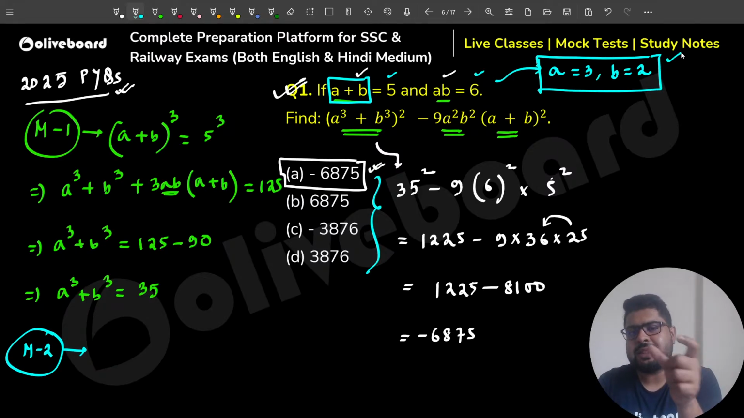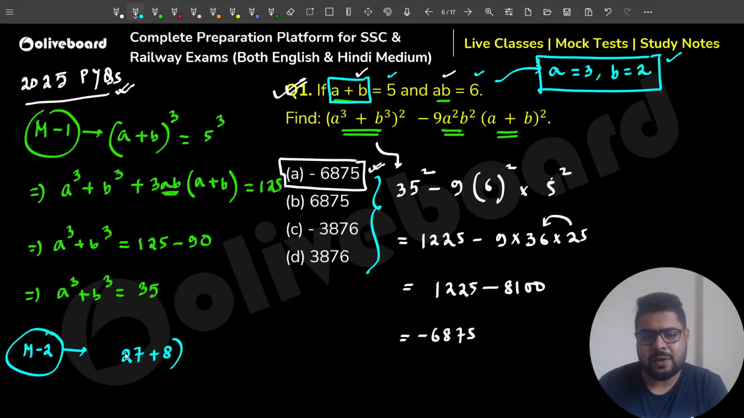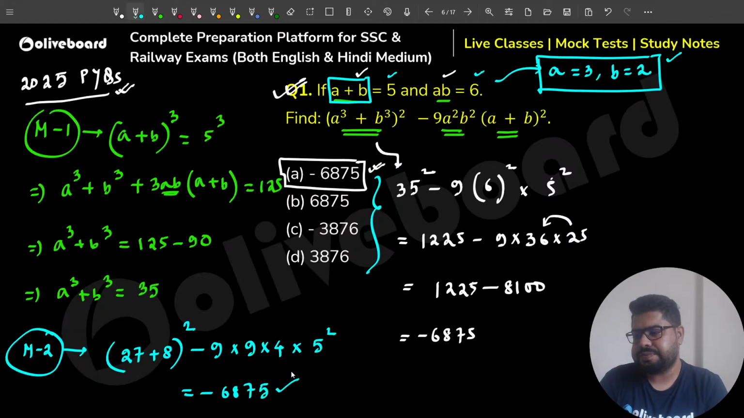You see, a plus b: 3 plus 2 is 5, and 3 into 2 is 6. You just put in the values. So this will become a cube 27, b cube 8, whole square, minus 9 into (ab) whole square, or you can write a square b square, meaning 3 square 9, b square 4, into (a plus b) whole square, a plus b is 5 square. So there also you will get the same answer.